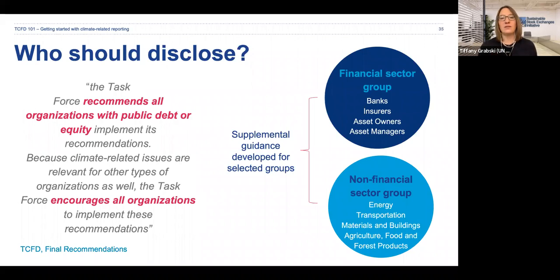So just to note, however, those that do get additional guidance are those financial sector groups, so banks, insurers, asset owners, and asset managers, and then also the non-financial sector groups: energy, transportation, materials and buildings, agriculture, food, and forest products. So if you're in any of those sector groups, you will have additional recommended disclosure. So above and beyond the 11 that we discussed today, those particular sectors have a few more recommendations. And those are directly in the TCFD's recommended disclosures. And there's plenty of guidance there on how to follow them.